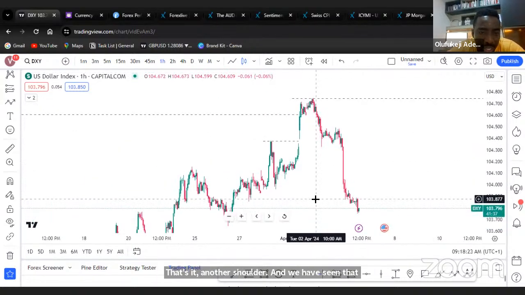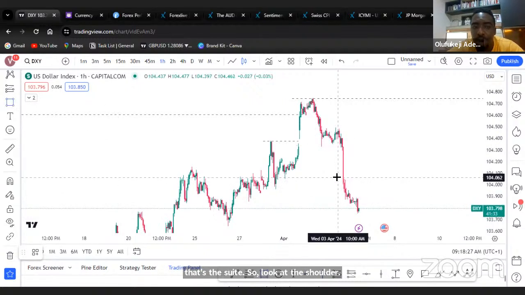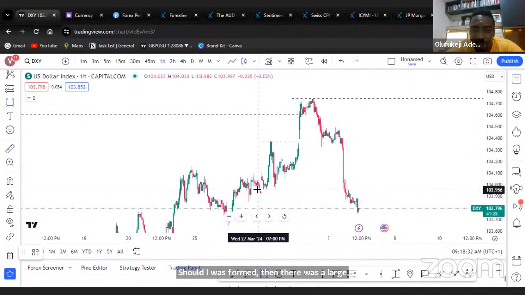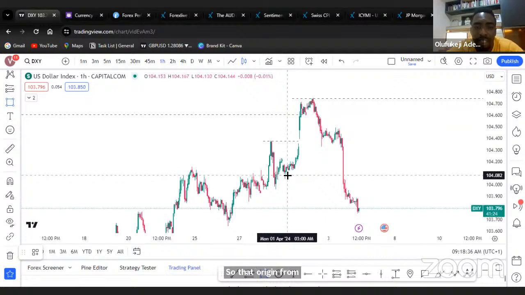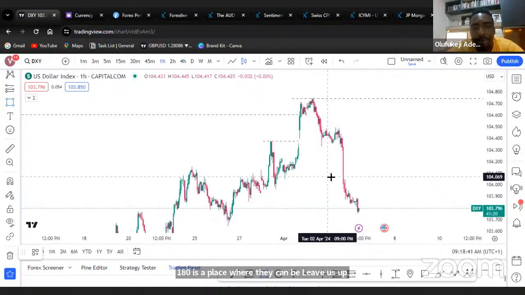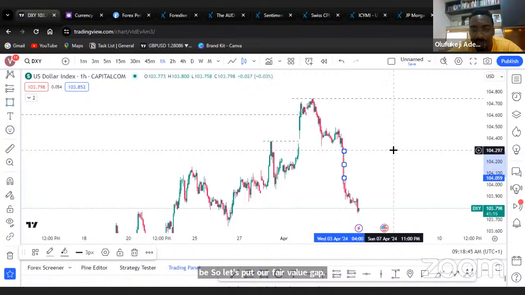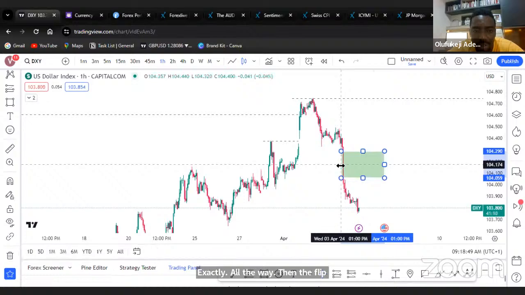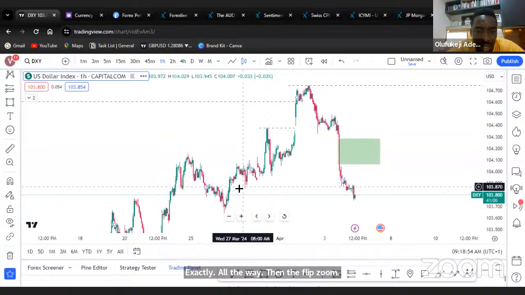So look at the shoulder. Shoulder was formed. Then there was a large sweep, a move to the upside, and then a break to the downside. So that whole region from 104.40 to 104.80 is a place where there can be reversal. So let's put our fair value gap. Exactly. All the way. Then the flip zone.